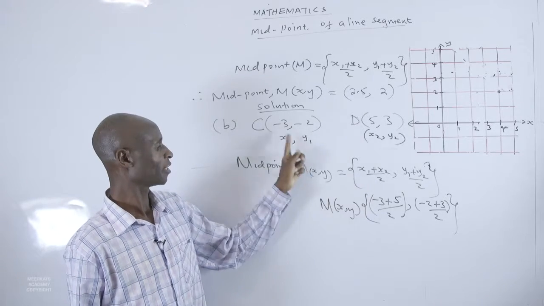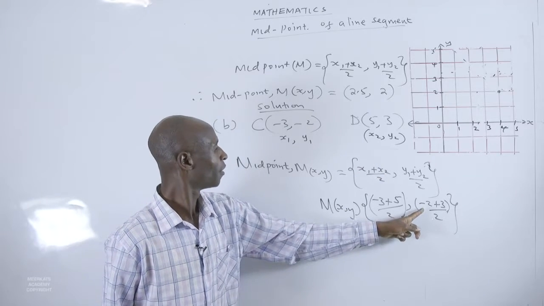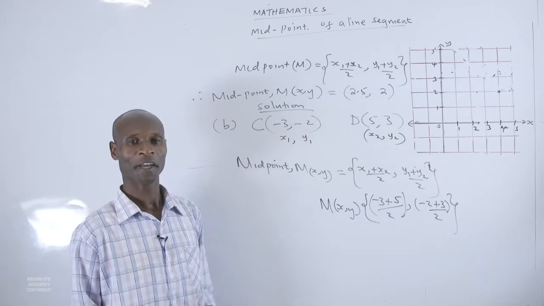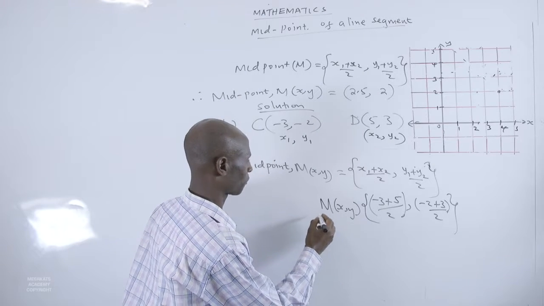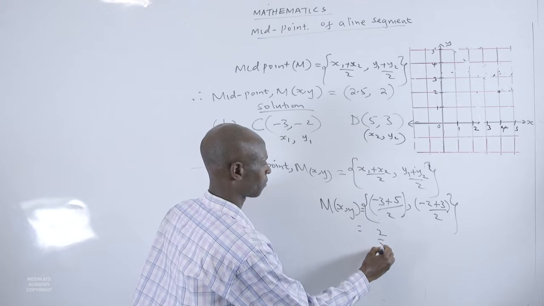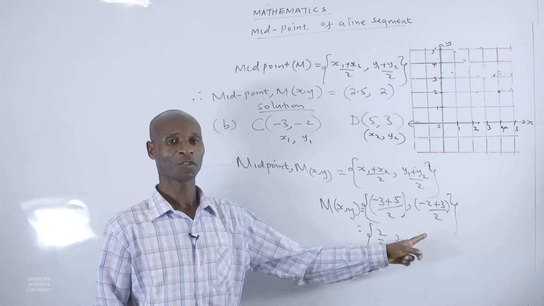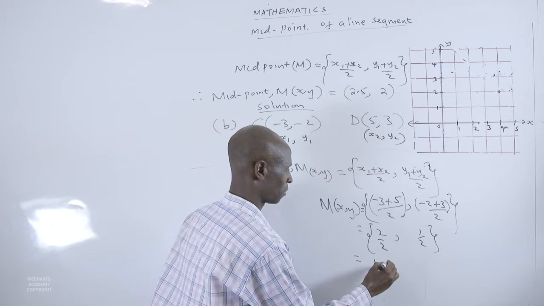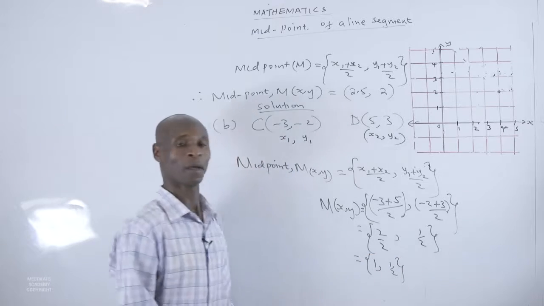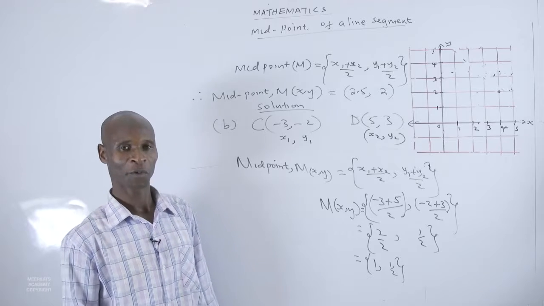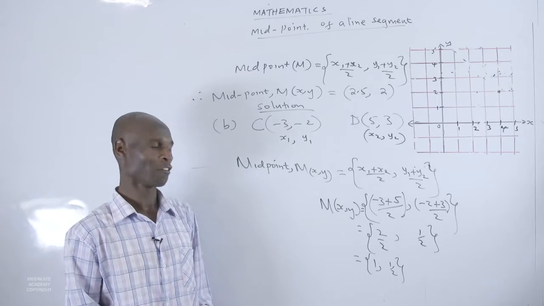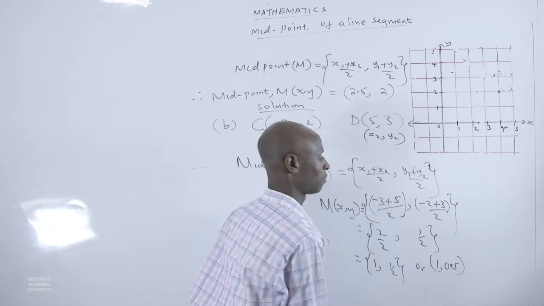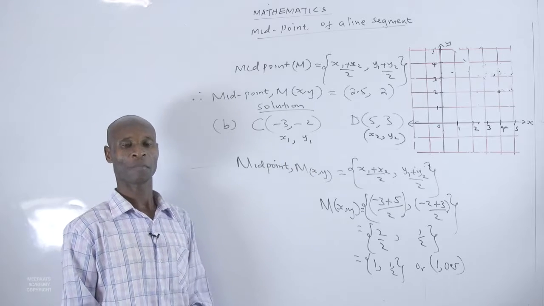So x1 is -3, x2 is 5, y1 is -2, y2 is 3. -3 plus 5 is +2, then -2 plus 3 is +1, and therefore the midpoint is 1, a half, which can as well be written as 1, 0.5. So that is basically how we get the midpoint for part B.